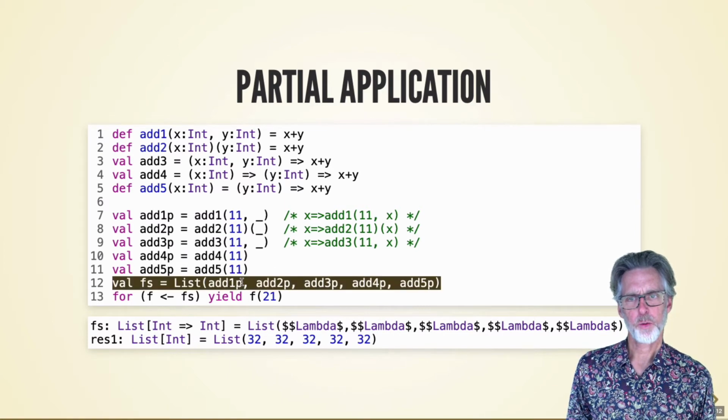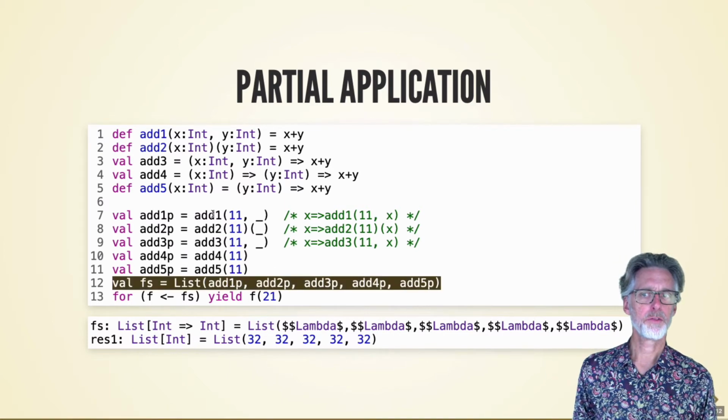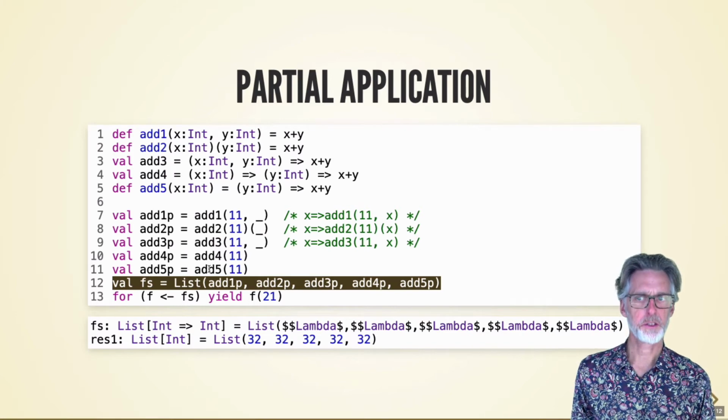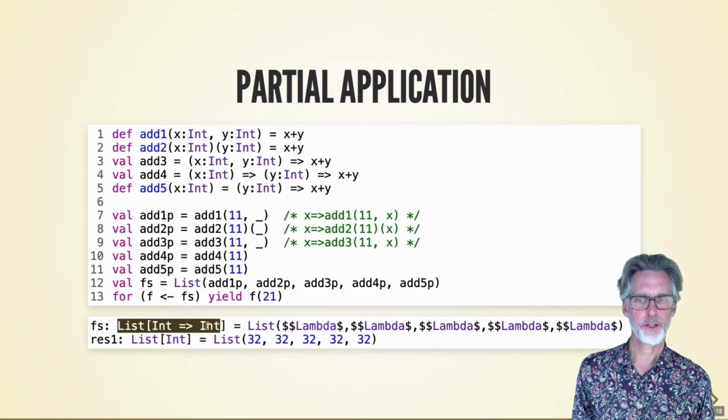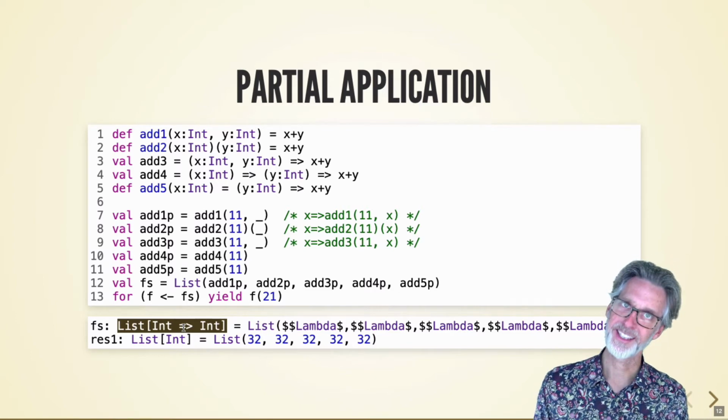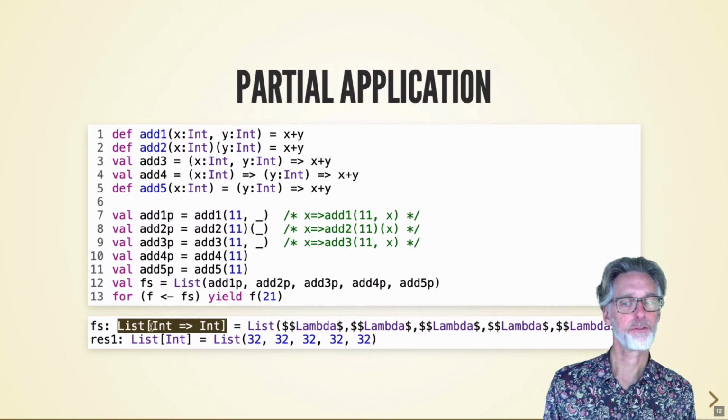Note here on line 12, I can take all of these resulting functions and put them in a list. What I end up with is a list of functions. And note the type here. I have a list of functions. This is not a function over lists. This is a list of functions.